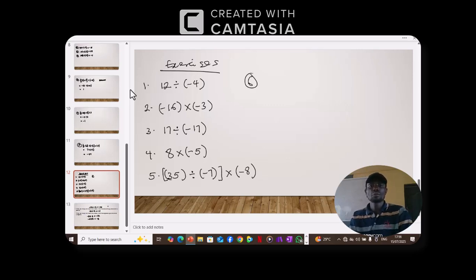So number 6, minus 60 in bracket divided by 12, all inside bracket, times minus 10. Okay, that's number 6.